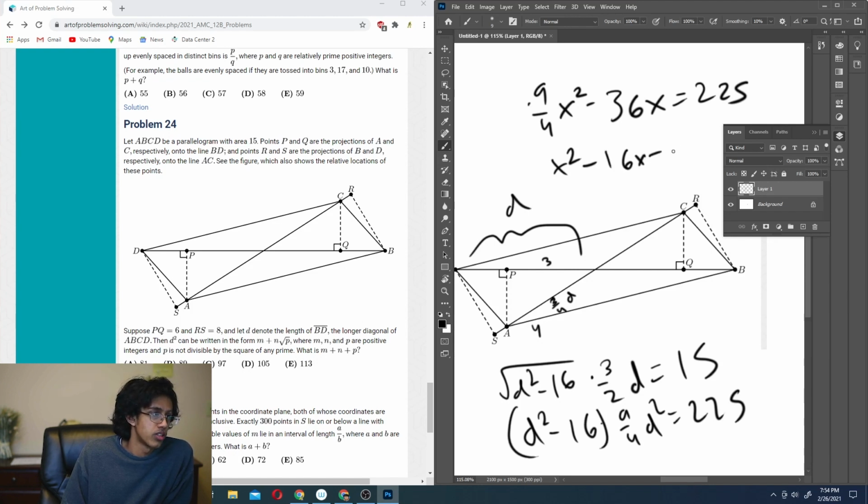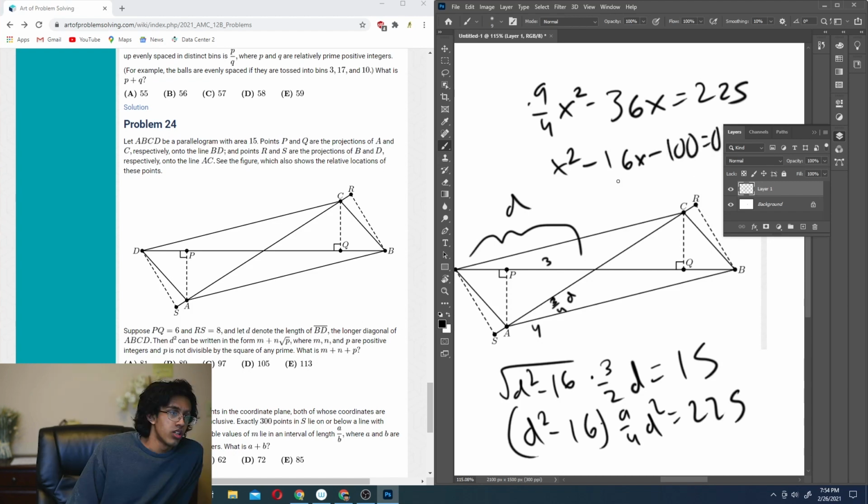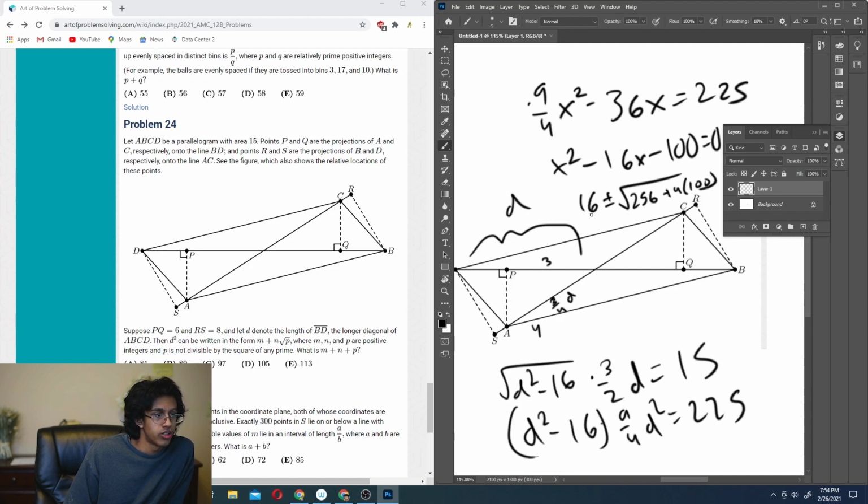So minus, what? 100 minus 100 is equal to 0. And this is just the same thing as... what is the factor? Okay, I guess we use the quadratic formula on this one, so plus or minus root 256 plus 4 times 100, over 2.